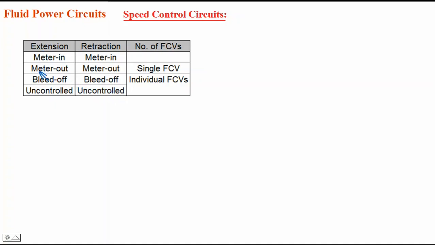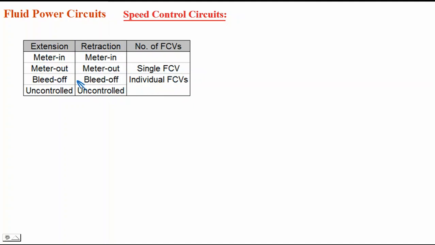In the same way, I can keep extension as meter out, and keep the retraction either meter in, meter out, bleed off, or uncontrolled. Likewise, I can make the combinations. And I can use a single flow control valve for controlling the speed of both extension and retraction, or I can use 2 individual flow control valves, one for extension and one for retraction. That means I can have different combinations.